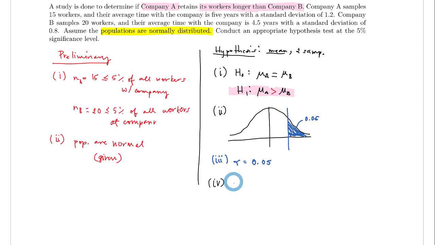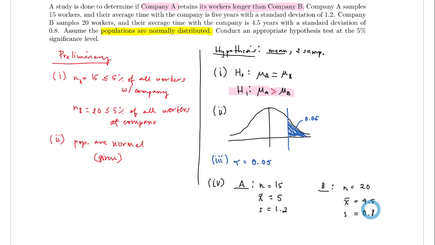The fourth step is always finding the p-value, and that's where we need the calculator, right? So let's go ahead and write down our statistics for each company. Company A had a sample size of 15, the sample mean was 5, and the standard deviation was 1.2 years. Company B had a sample size of 20 with an average of 4.5 years with a standard deviation of 0.8 years.